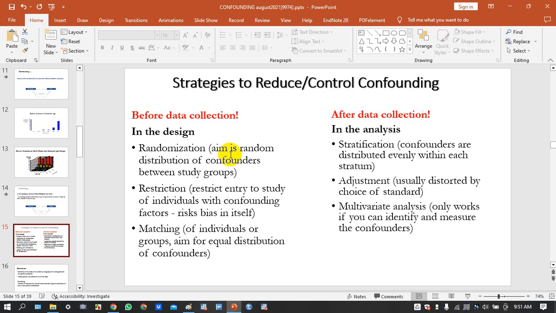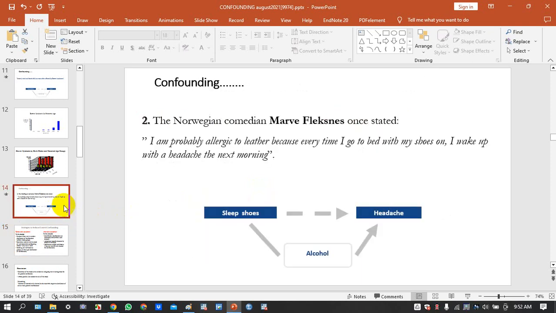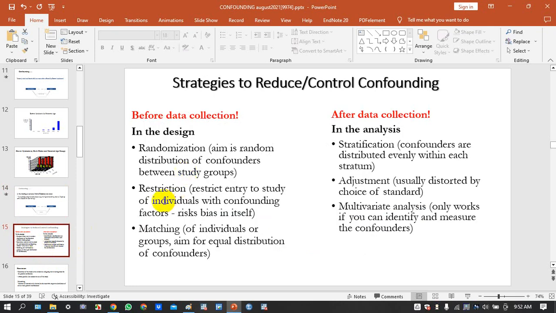Whether you are beautiful or you are ugly, we choose you based on merit, based on whether you are qualified or not. Then the restriction: we restrict entry to the study of individuals with confounding. So if we suspect that you are a confounder, like previously we saw with alcohol, wearing shoes and headache, if we are carrying out the research on this man, we'll make sure that we restrict him from taking any drink which contains alcohol. So anybody who has taken alcohol or a drink that contains alcohol, we restrict the person from the study, and that is what we call restriction.